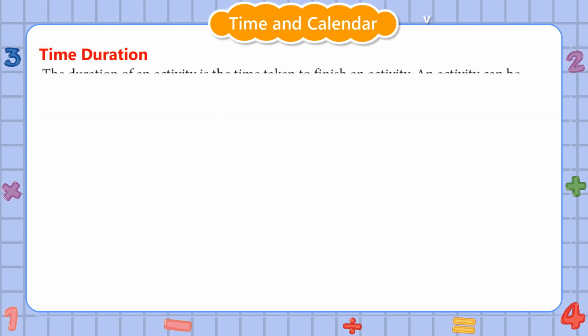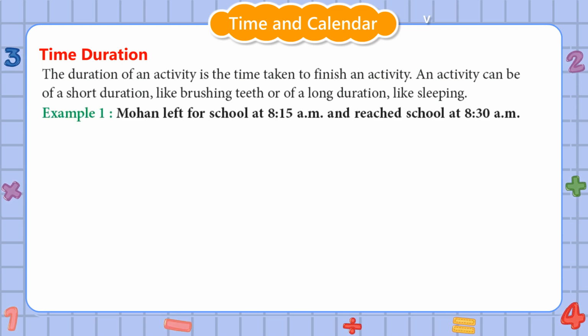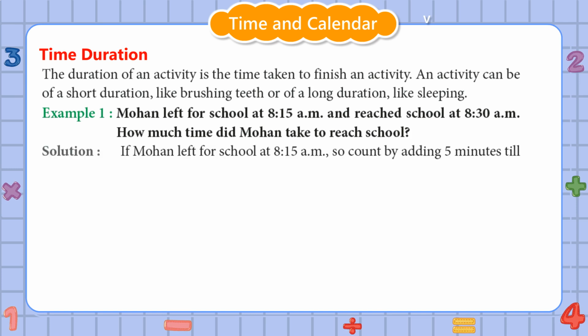Time duration. The duration of an activity is the time taken to finish an activity. An activity can be of short duration, like brushing teeth, or of long duration, like sleeping. Example 1. Mohan left for school at 8:15 AM and reached school at 8:30 AM. How much time did Mohan take to reach school?